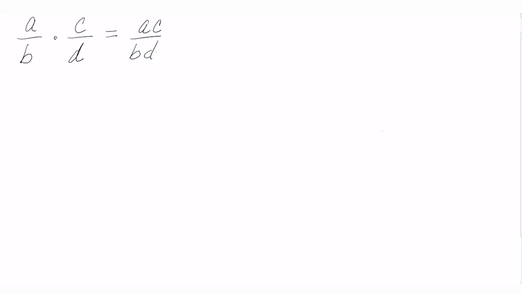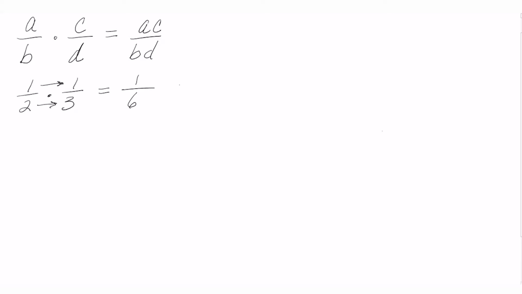Now, let's try a more concrete example. So let's try 1/2 times 1/3. Okay, so we're going to go 1 times 1, which is 1. Then we're going to multiply 2 times 3, and we'll get 6. So our answer is 1/6. And you'll notice that we don't have to reduce this fraction because it's already in its simplest form. So it's good to keep in mind that when you're working with fractions or any rational expression, your professor is going to want you to express that in its lowest terms.